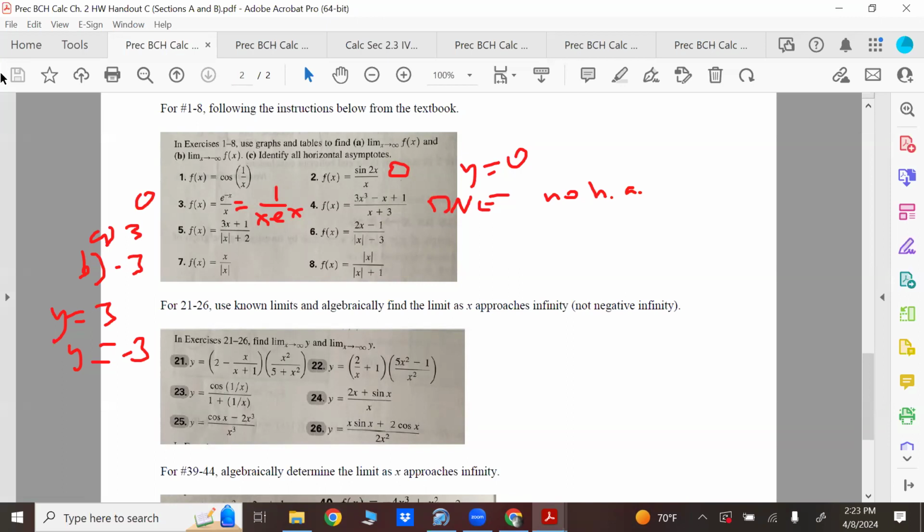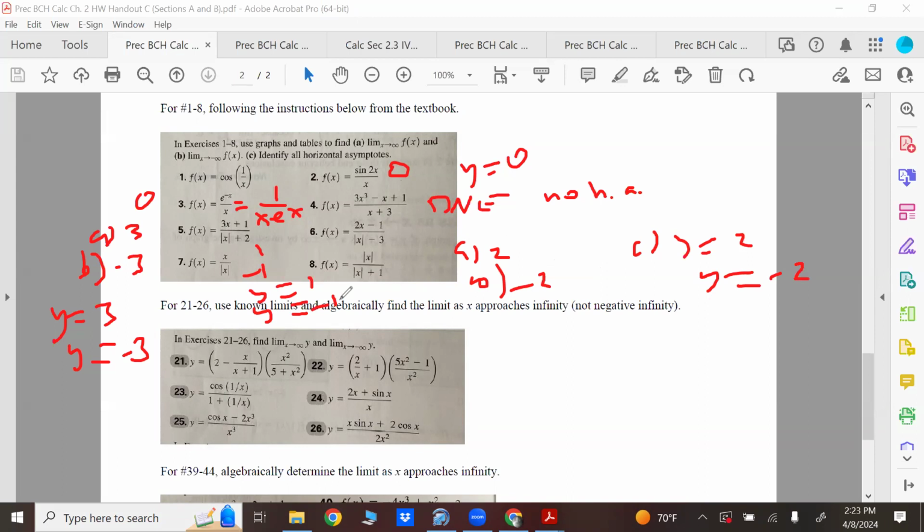For 6, same thing. Part A will be 2. Part B will be -2. Part C, y equals 2, y equals -2. Here, there'll be 1 and -1, so y equals 1, y equals -1. Even though they're both flat lines, they're still horizontal asymptotes. They coincide, but that's okay. And here, there should be 1 in each case, and part C is y equals 1. Okay, we're good?